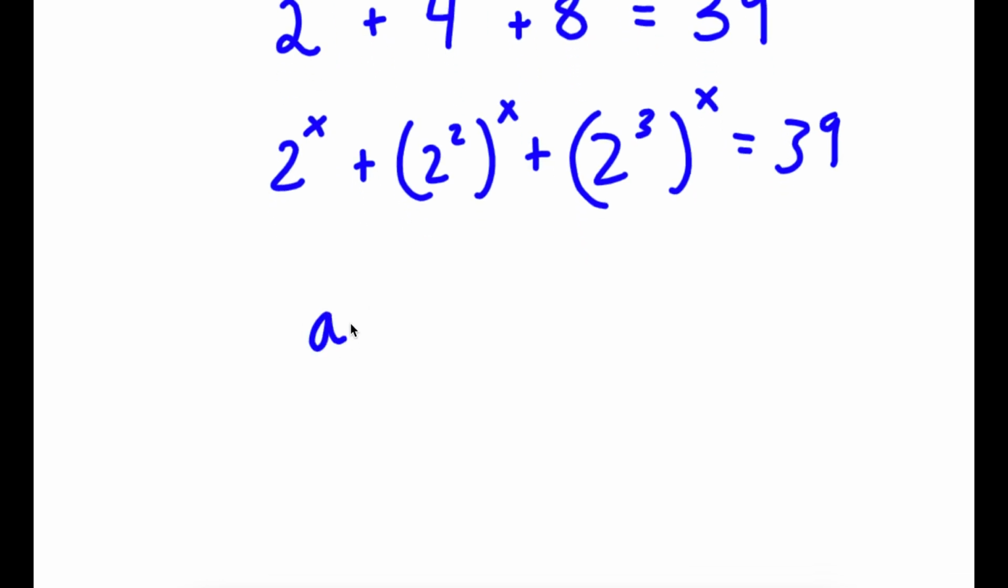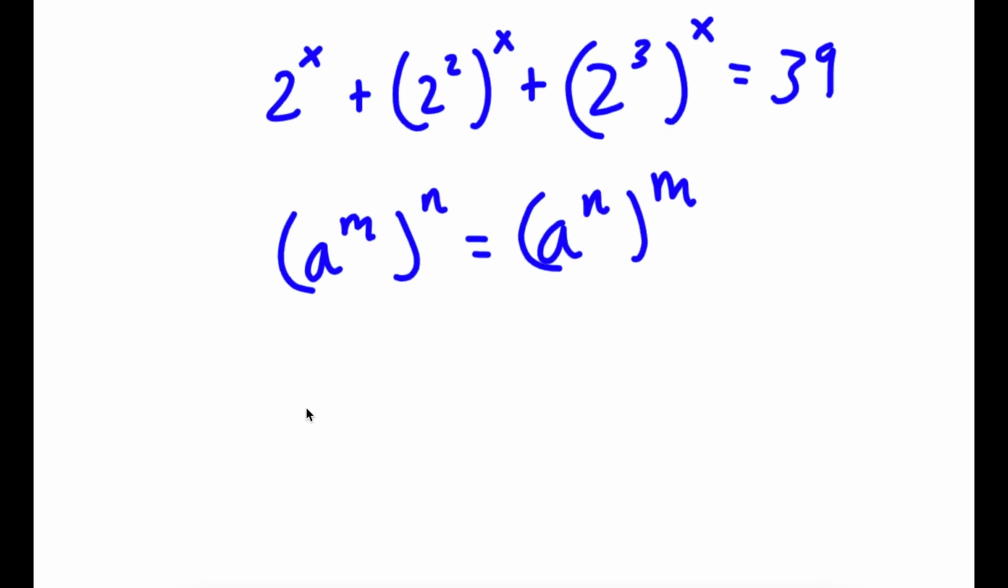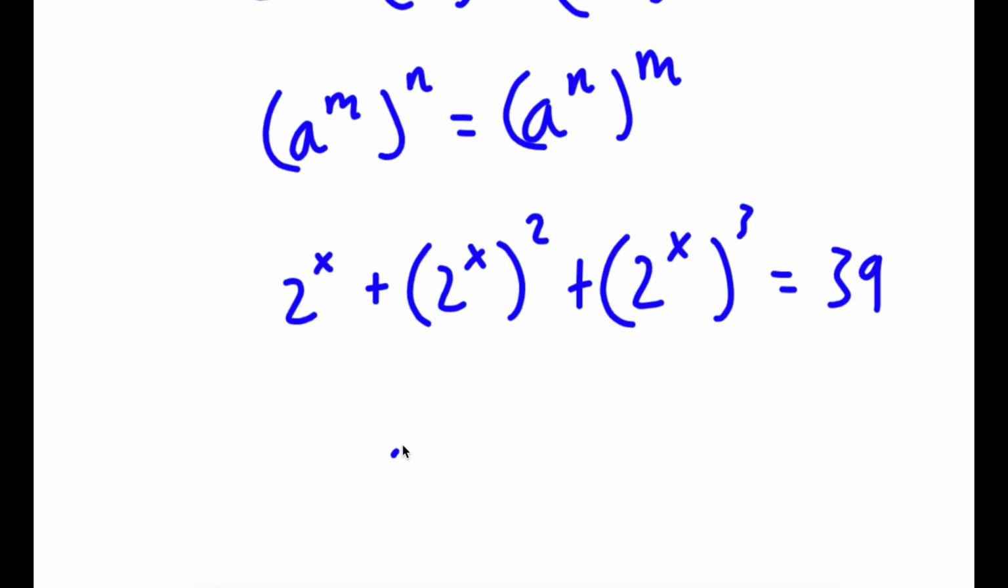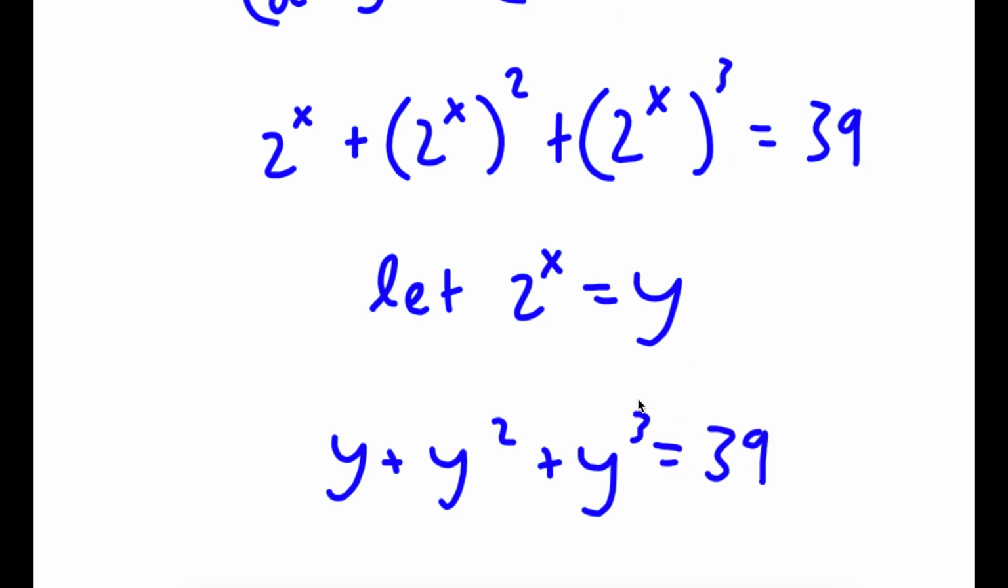Now, if I have something in the form a to the power of m to the power of n, this is the same thing as a to the power of n to the power of m. So 2 to the power of 2 to the power of x, I can rewrite as 2 to the power of x to the power of 2, and 2 to the power of 3 to the power of x, I can rewrite as 2 to the power of x to the power of 3. Now, I'm going to let 2 to the power of x equal the variable y. So now I have y plus y squared plus y to the power of 3 is equal to 39.